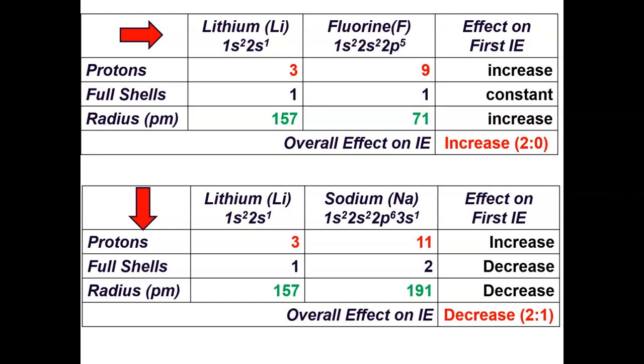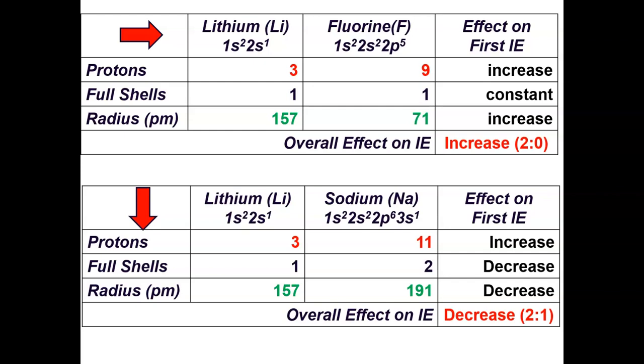And there's a measurement in green in picometers. That's 10 to the minus 12 meters. So it's a measurement of distance, 157 to 71. There's quite a smaller atom in fluorine than lithium. So when we put together the 3 effects, the increased protons, the constant shielding, and the decrease in the size of the radius, there will be an increase overall in the ionization energy, because the more protons and the smaller atom means that the outer electrons will be held more strongly, so ionization will of course increase.